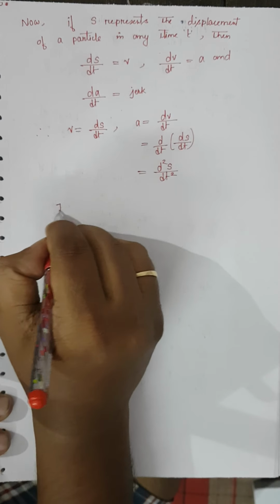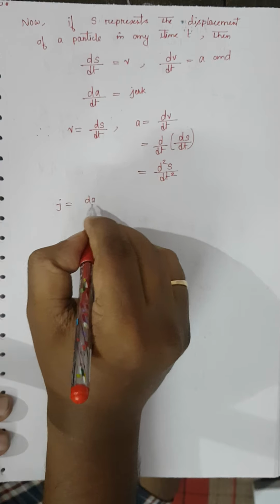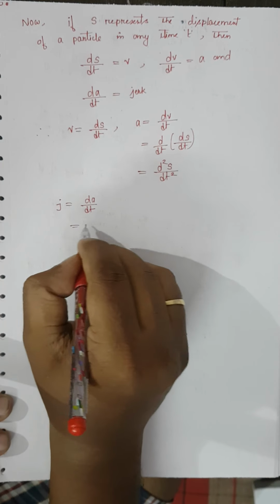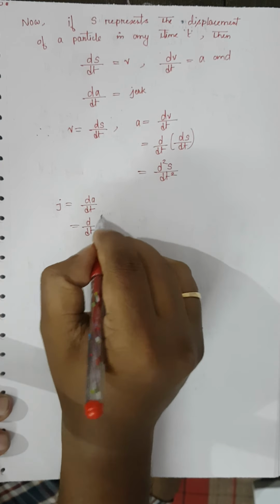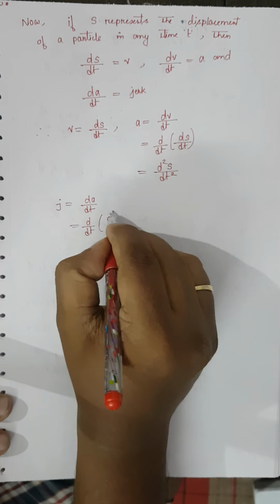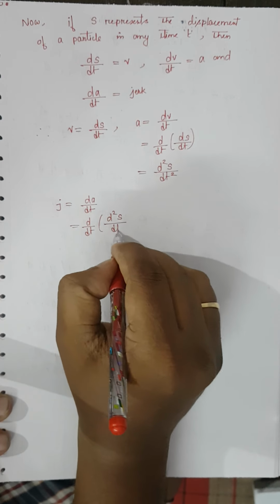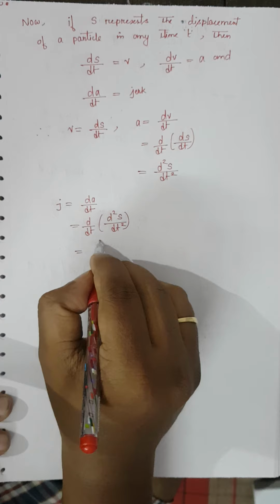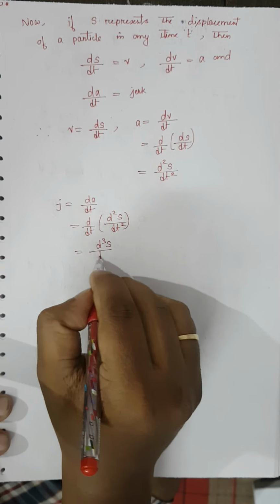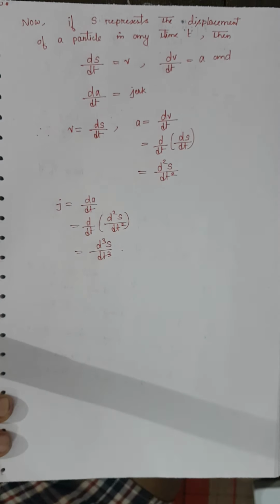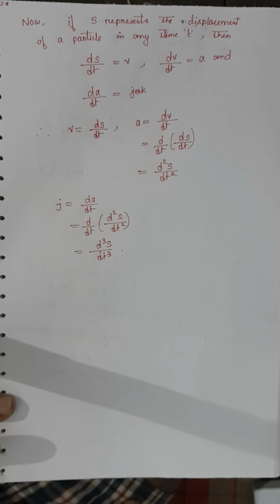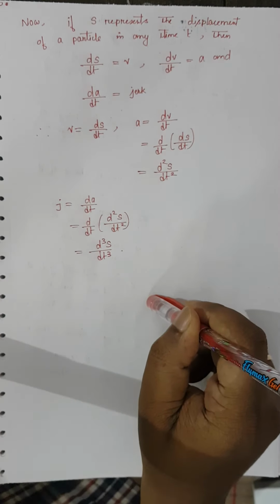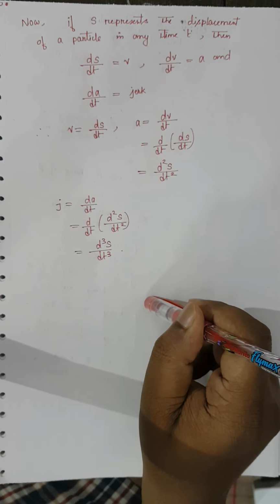And what is jerk? Jerk is your da by dt. So if I write d by dt of a, it is the double derivative of s with respect to time, so it is d3s by dt3. So we can easily find the value of velocity, acceleration and jerk using the concept of derivative.